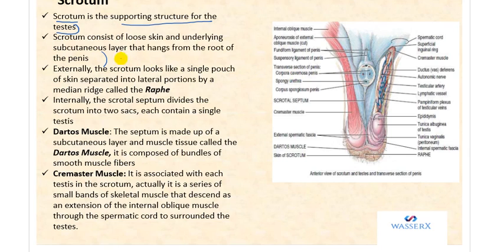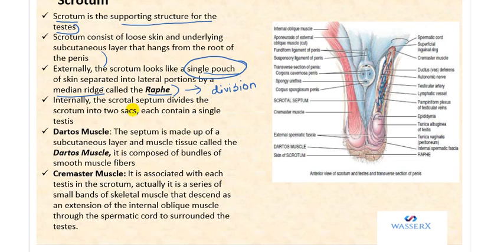Okay, so externally the scrotum looks like a single pouch of skin separated into lateral portions by a median ridge called the raphe. So basically it is separated into lateral portions by a median ridge, that is a division. The median ridge acts as a division, and it is called the raphe. So externally it appears as a single pouch. It has a pouch like structure.